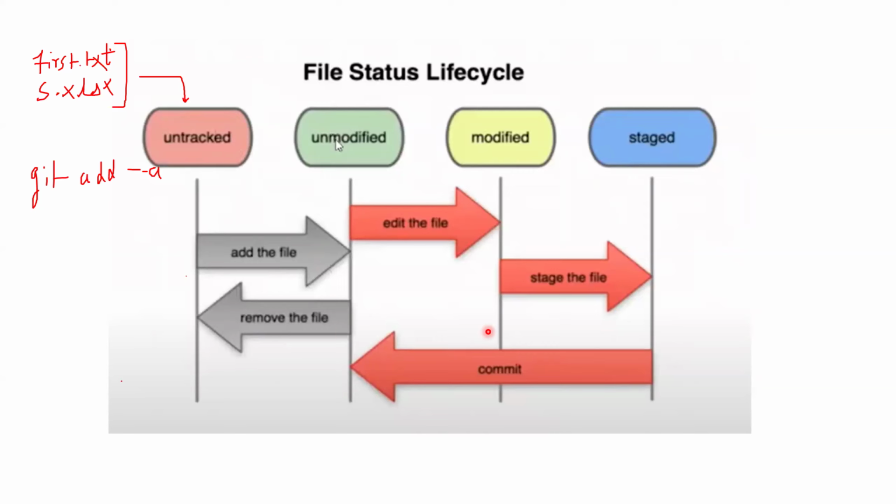There is a method by which you can actually untrack a file, but we will discuss that command a bit later, not right now. I will come back to this diagram. But right now we have to understand how these four flows work. This is called a file status life cycle.